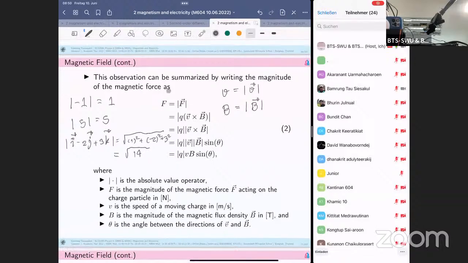All right, it's not too different. This expression, the unit is important for us in physics, right? F is in Newton, and v is measured in meter per second, right? In the typical way for the physics, the SI system. The flux density will be measured in Tesla, and theta is the angle which can be in either degree or radian.